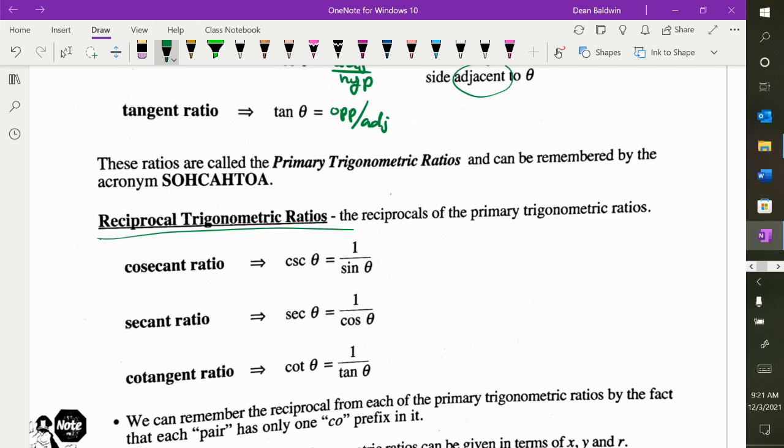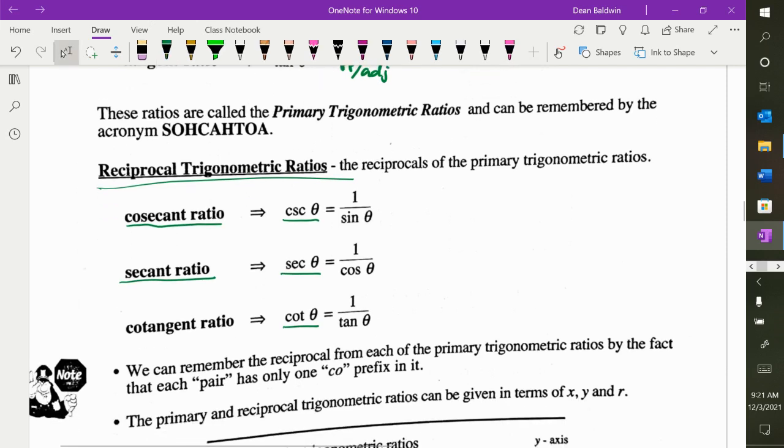All right. So reciprocal means you just flip them. So 1 over sine is called the cosecant, which is abbreviated CSC. 1 over cosine is called the secant, SEC. And 1 over tan is called the cotan. I know. Yeah. Makes perfect sense.